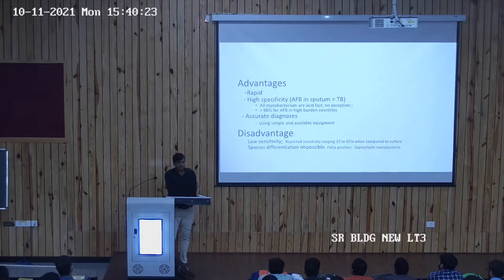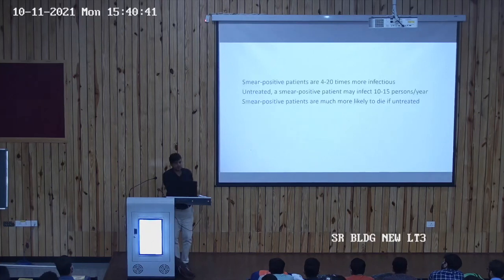It has a low sensitivity, reported ranging from 25 to 65% when compared to culture, and species differentiation is impossible because by just seeing the bacilli, you cannot say which species it belongs to. It could be MTB, it could be non-tuberculous mycobacteria. Smear positive patients are 4 to 20 times more infectious. If untreated, a smear positive patient may infect 10 to 15 persons per year. Sputum positive patients are much more likely to die if untreated.